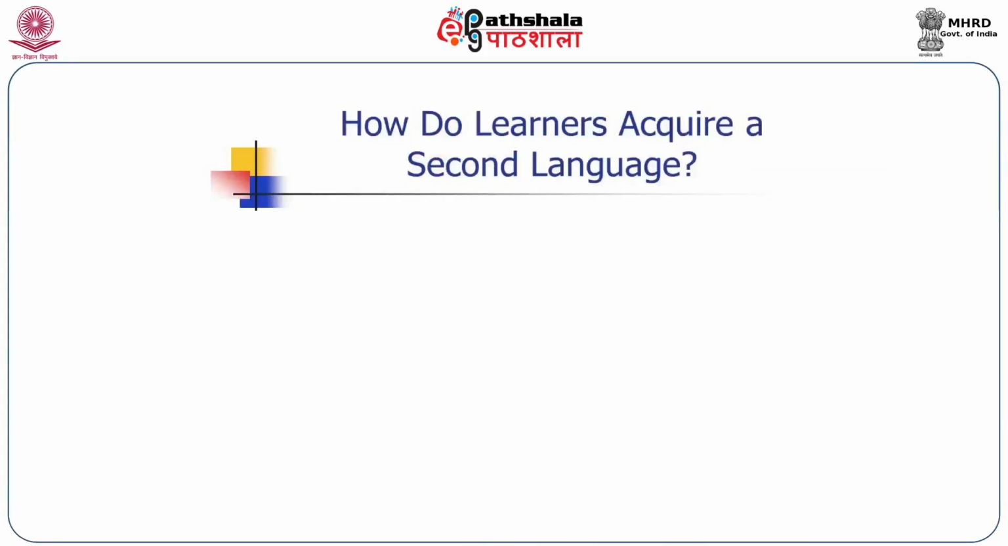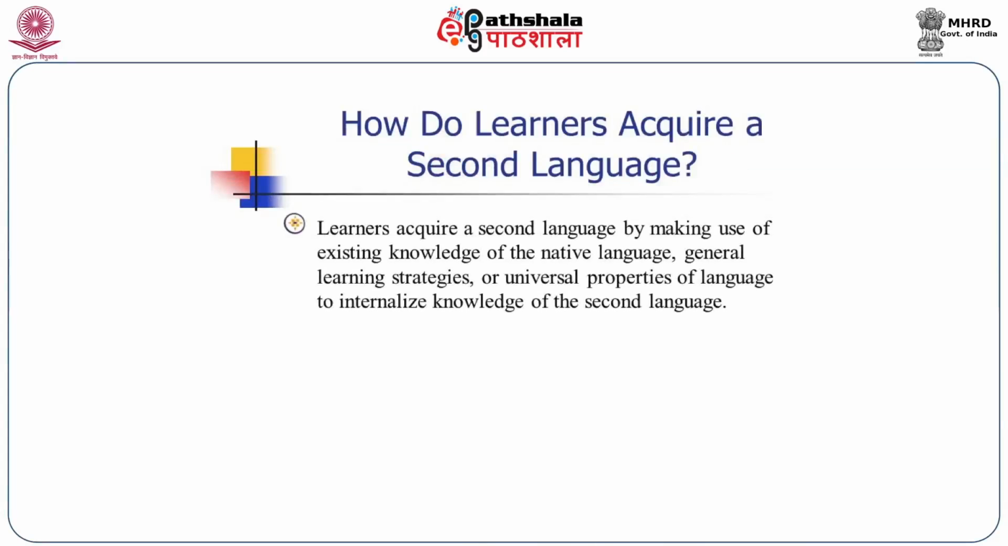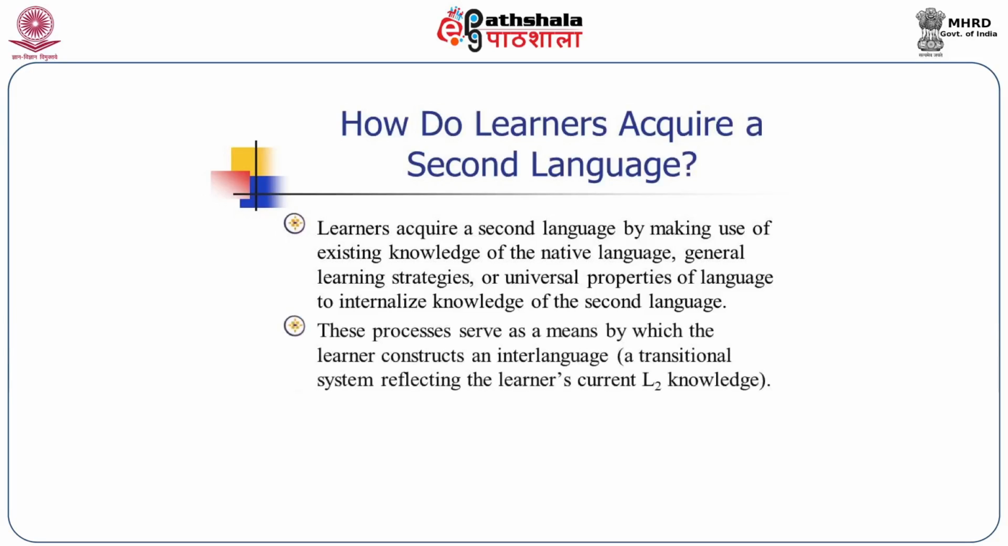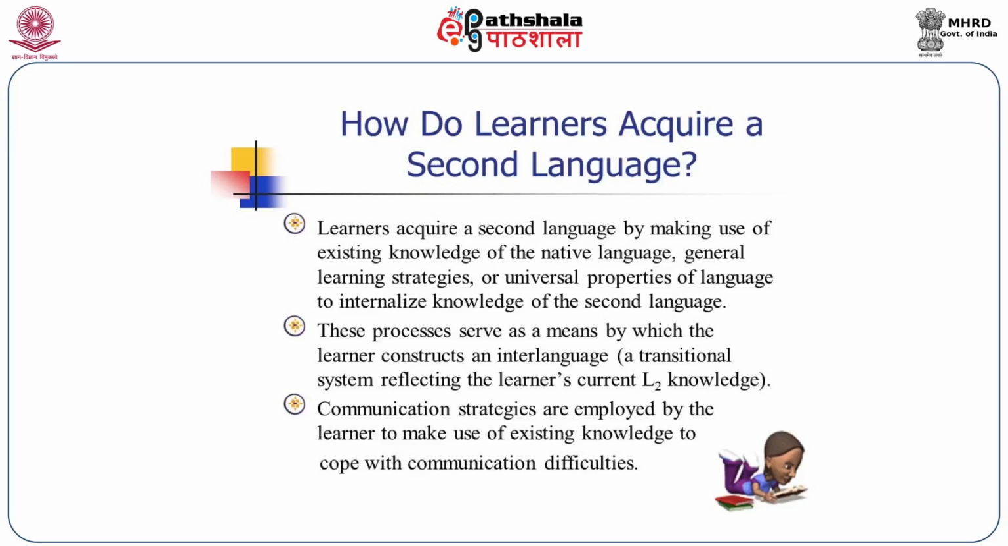Now, the question comes: in such a social situation, how do learners acquire the second language? Learners acquire a second language by making use of existing knowledge of the native language, general learning strategies, or universal properties of language to internalize knowledge of the second language. These processes serve as a means by which the learner constructs an interlanguage. Communication strategies are employed by the learner to make use of existing knowledge to cope with communication difficulties.